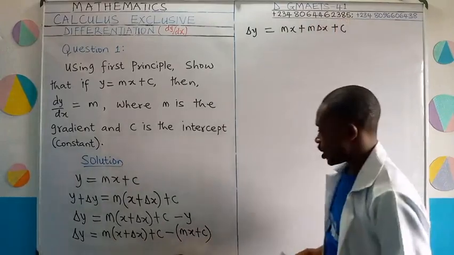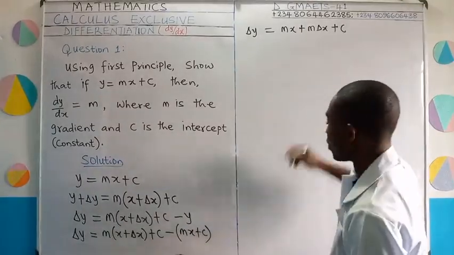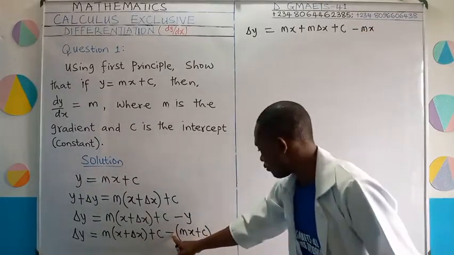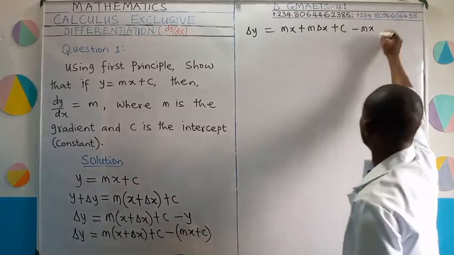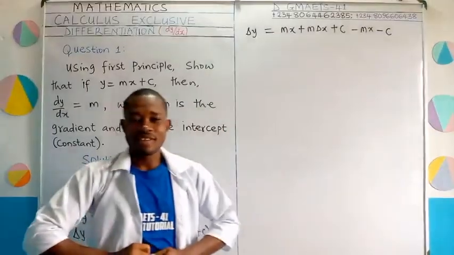Alright, I've opened up that bracket. I'll also open up this bracket here. This negative will multiply the terms in the bracket. That's going to give us minus mx, and then this negative also affecting this plus c will change to minus c. Does that make sense?